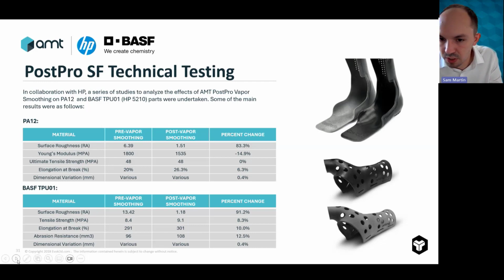We didn't tumble or die or anything like that. So you can see here the results for the PA12 and the TPU. There's significant improvements in the surface roughness, that's significantly reduced, tensile strength and elongation at break.